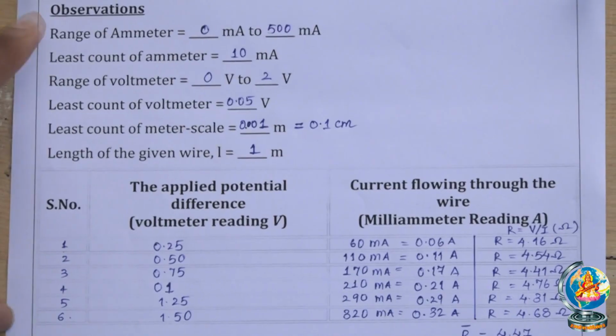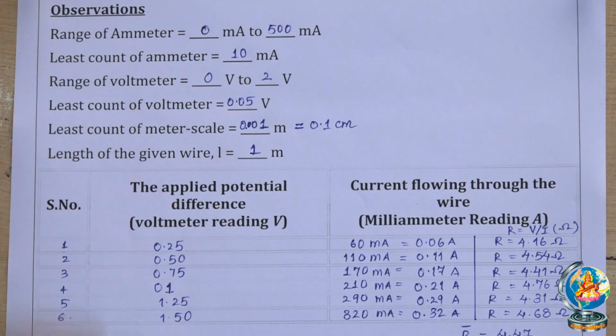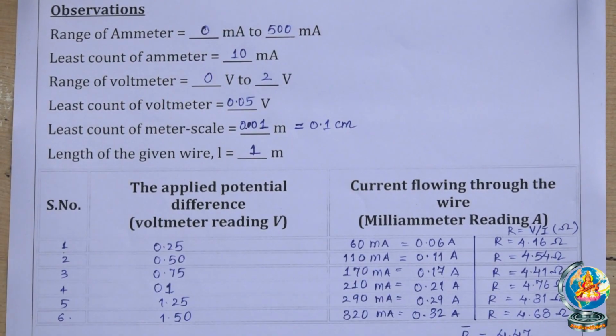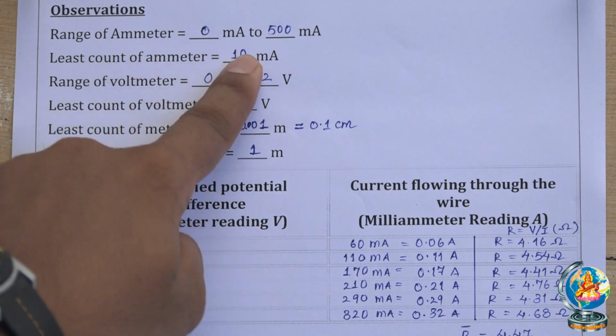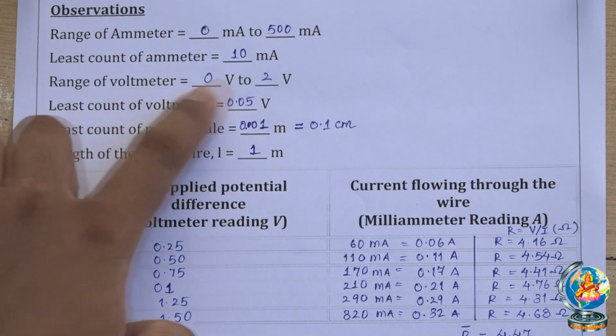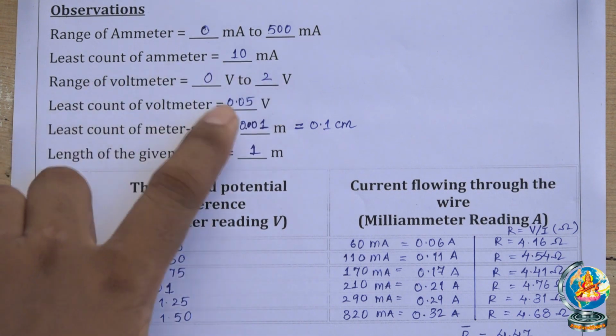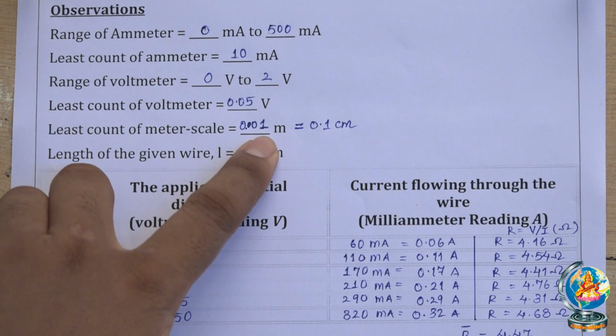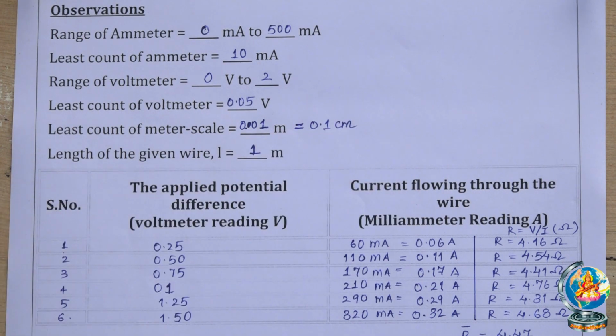Now we are going to record observations. For that, first is the range of the milliammeter. The scale was calibrated from 0 milliampere to 500 milliampere. Then the least count of the milliammeter, we have seen that 10 milliampere is considered to be the least count, which I have already shown you before. The range of the voltmeter is from 0 to 2 volts, and the least count of the voltmeter is 0.05 volts. The least count of the meter scale is 0.001 meter, or you can say 0.1 centimeter; the minimum measurement that can be made by an instrument is considered to be the least count of that instrument.